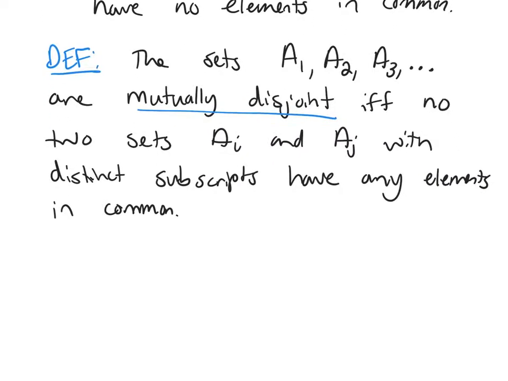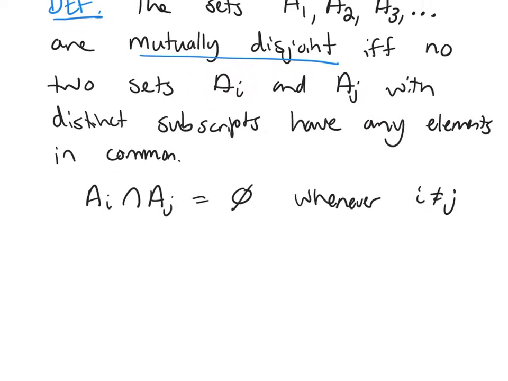So what this means is Ai intersect Aj, this intersection, is the empty set whenever the subscripts are not equal, i is not equal to j.